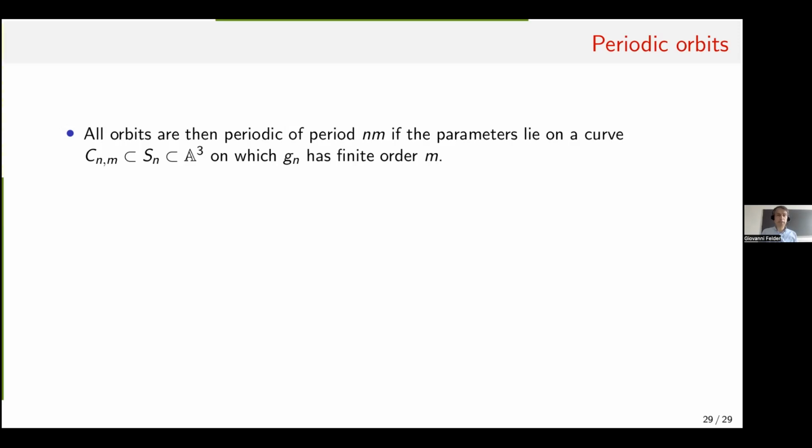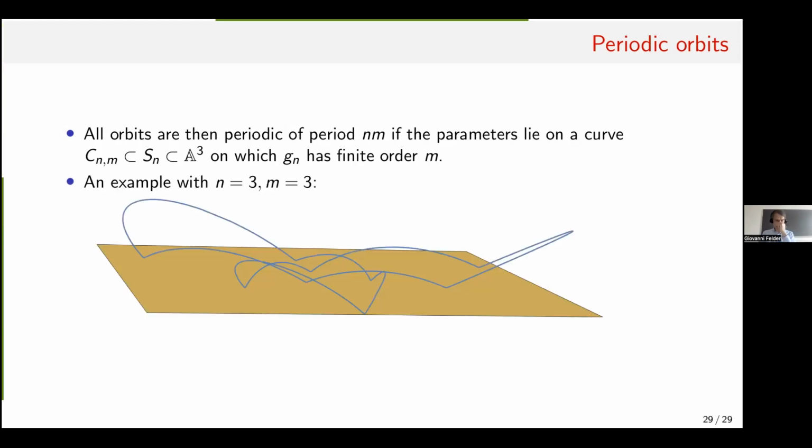Here I have the simplest example I could find with negative energy and real parameters, when n is equal to 3 and m equal to 3. I don't know if it is visible, but this has order 9. After 3 jumps you come back to a point which is obtained from the starting point by a rotation of an angle 2 pi over 3. And if you iterate 9 times, you go back to the starting point.